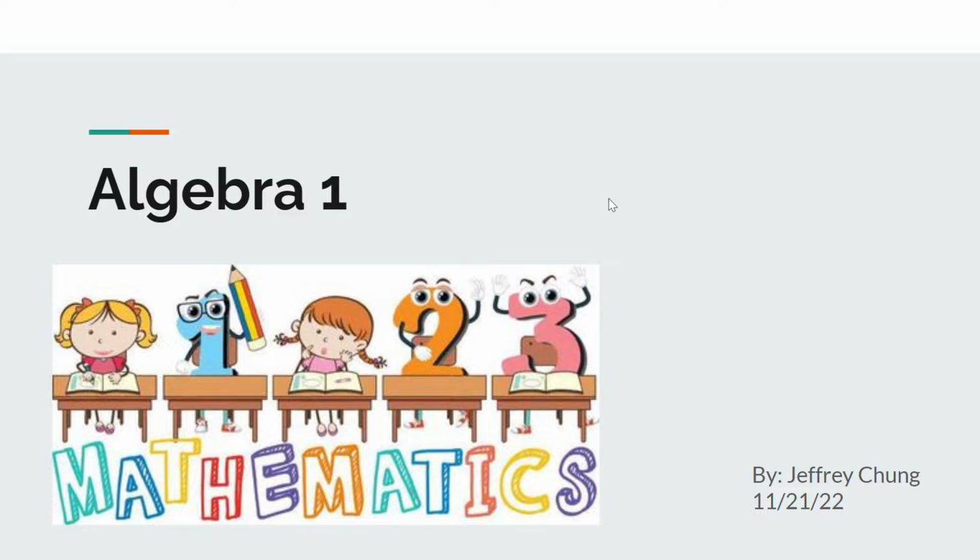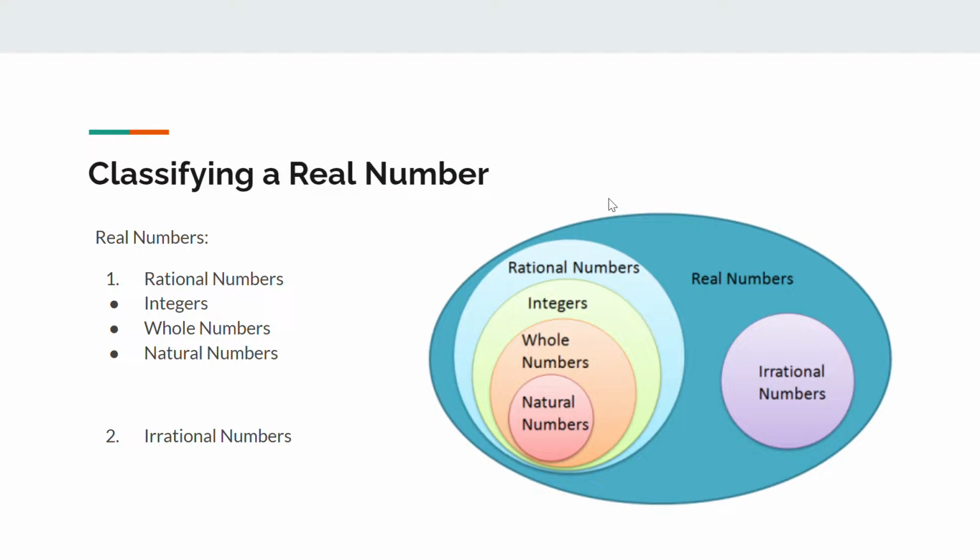Algebra 1. So the first one, classifying the real numbers. Basically, real numbers can be divided into two groups, rational numbers and irrational numbers. And inside the category of rational numbers, there are three more subsets, which are integers, whole numbers, and natural numbers, as you can see over here in the graph.